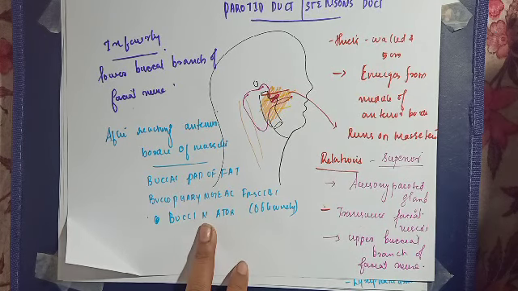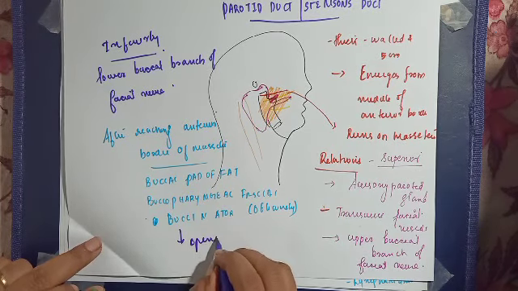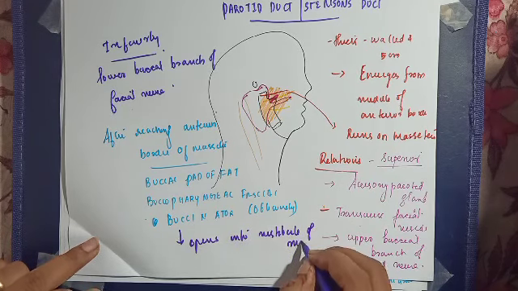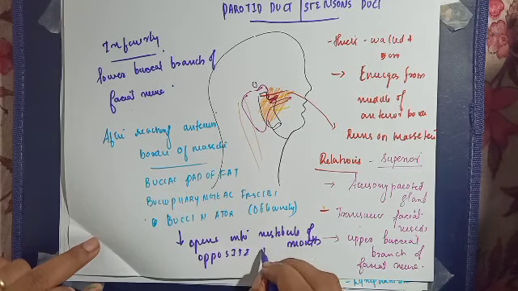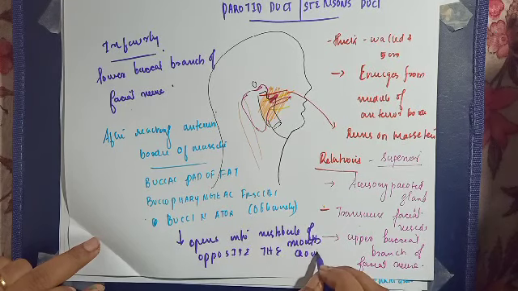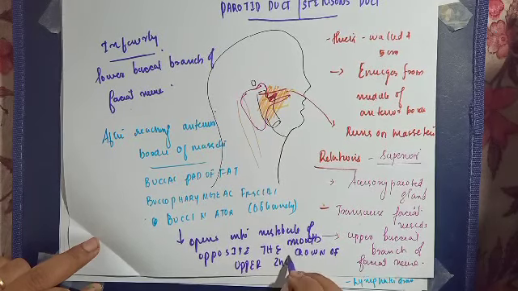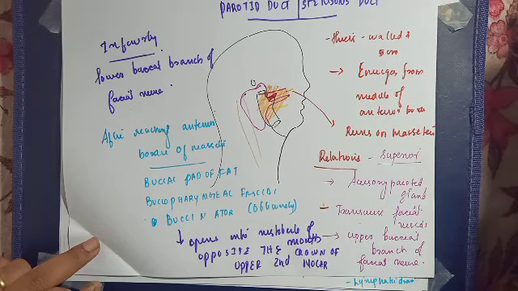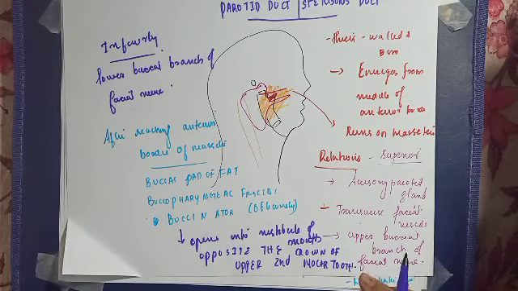Finally, the duct turns medially and opens into the vestibule of the mouth, opposite the crown of the upper second molar tooth. That is very important. That is the opening of the parotid duct, or Stenson's duct. It opens into the vestibule of the mouth opposite the crown of the upper second molar tooth. That is very important.